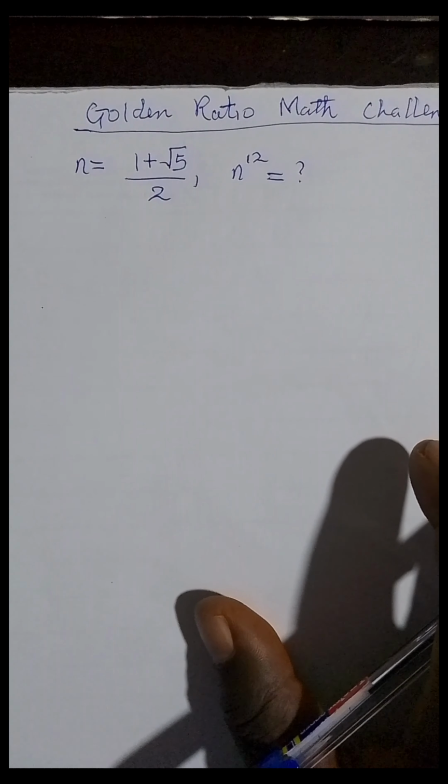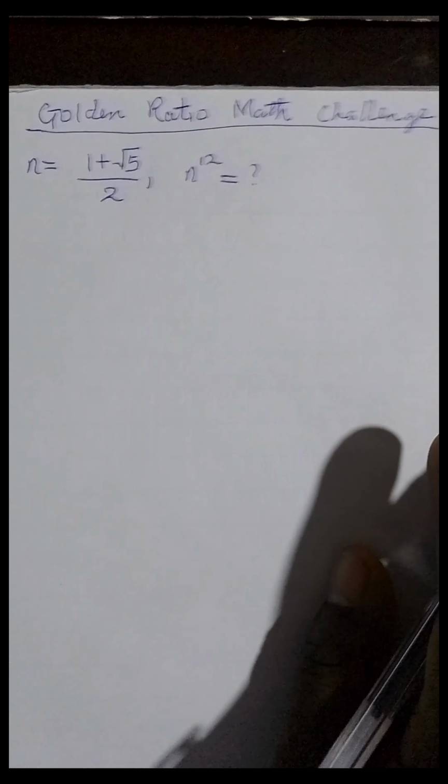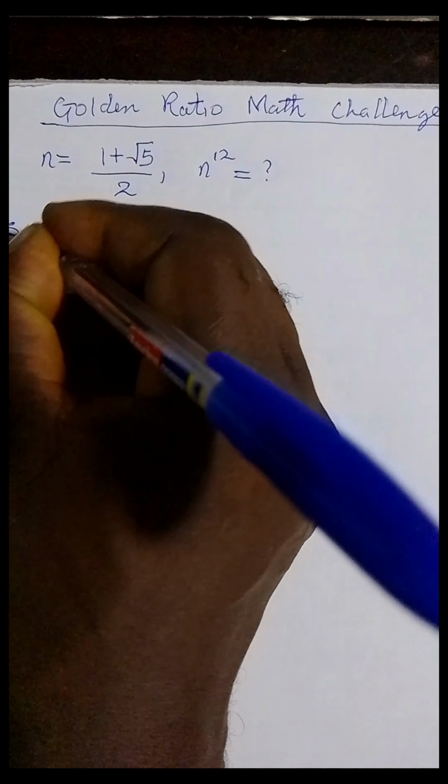Today we have a golden ratio math challenge before us. The question is: n equals (1 plus square root of 5) over 2. If n equals that value, what will be the value of n to the power of 12? So this is what we are going to do. Let's start by first saying solution.